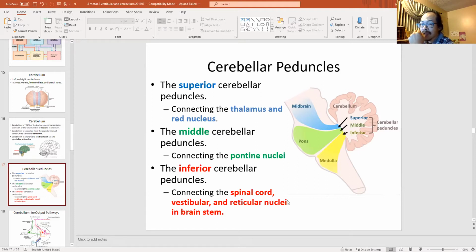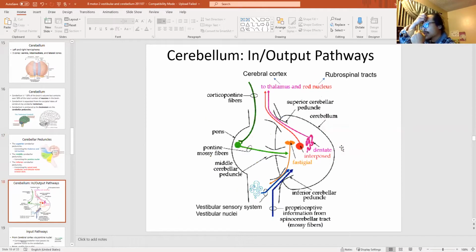Reticular nuclei send out through the reticular spinal tracts to the spinal cord. The reticular spinal tracts will control the muscle tone. Vestibular spinal tracts will control the body balance. And that basically receives signal from the vestibular apparatus, from the vestibular sensory signal, as well as from the cerebellum. So with this one, the inferior one will include both input and output.